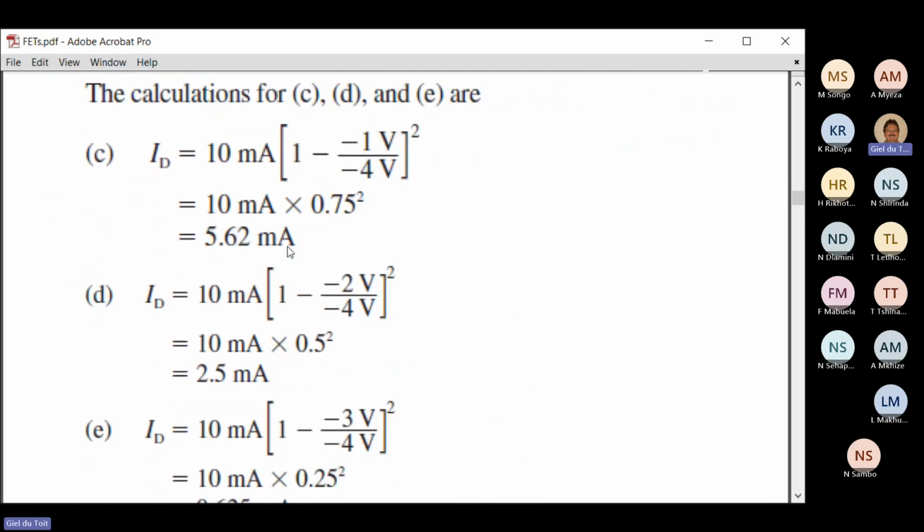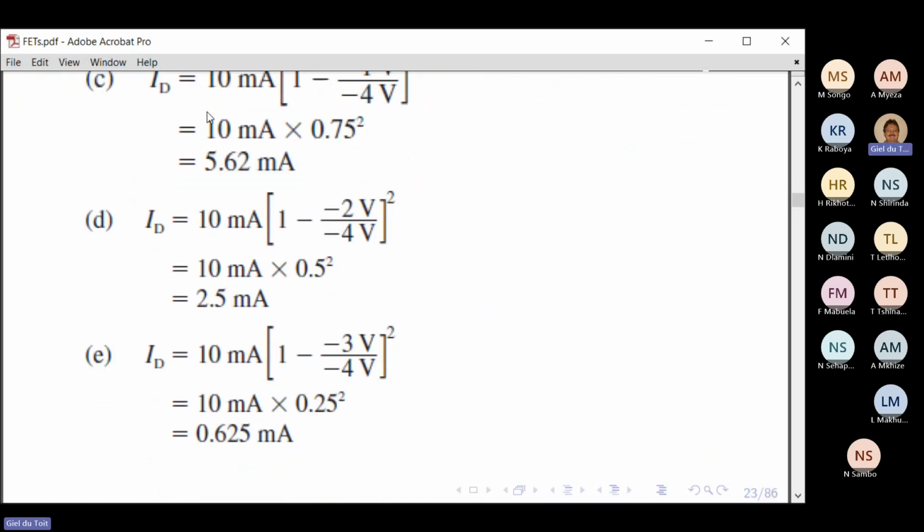And these examples just do the same thing to show you how the current decreases all the time, the moment you make the gate voltage more negative. And even if you go minus 6 volt here, this current will be in the microamps. It will be like 10 microamps, the more negative you go there.